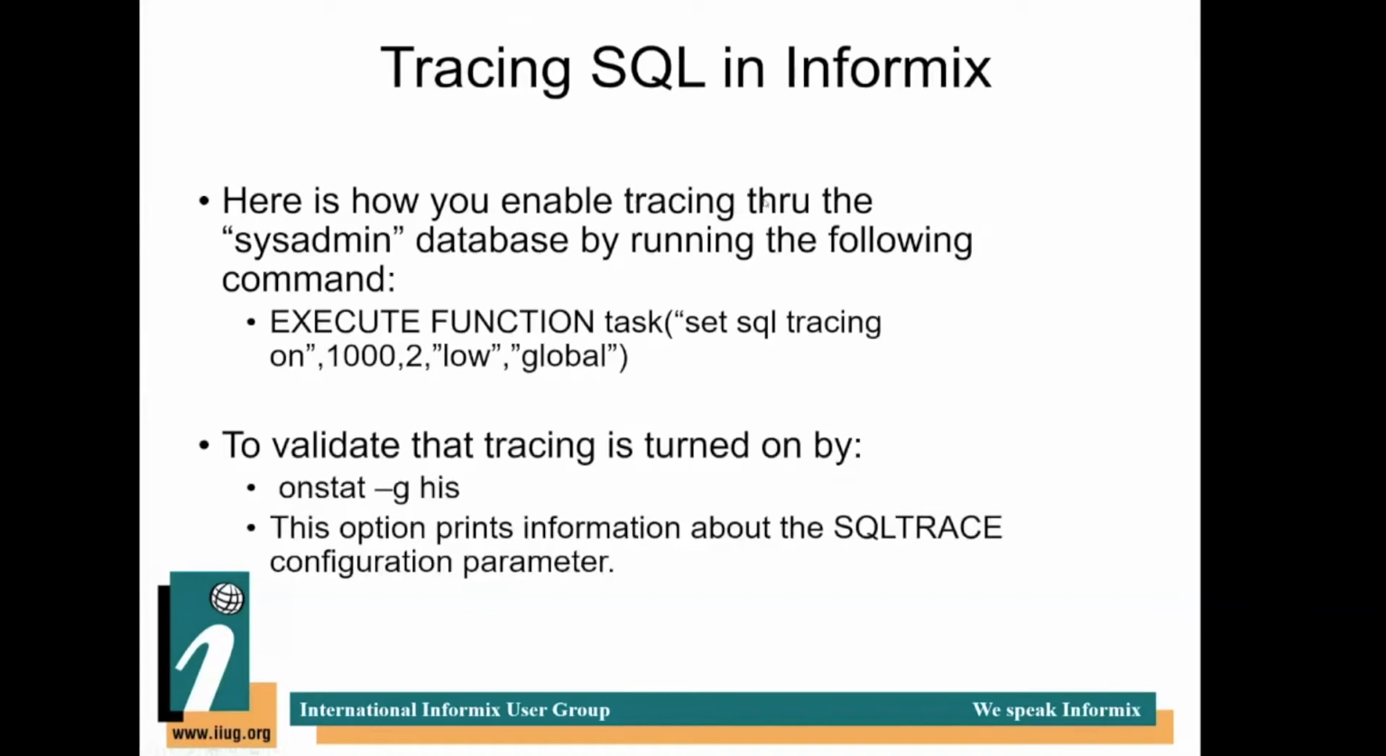Here's how you enable SQL tracing through the sysadmin database by running the following command: execute function task, and say set SQL tracing on, the number of traces, the size of the trace buffer, low or high, and then global. To validate that SQL tracing is turned on, you can run onstat -g his. This prints out information about the SQL trace configuration parameters.